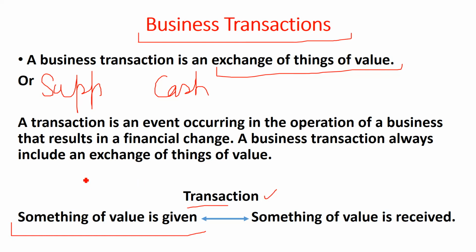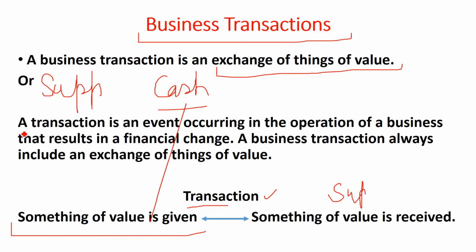Suppose we buy supplies. What we are giving is cash, if we are using cash. Cash is a valuable thing. So something of value is given, and instead of this cash, we are receiving supplies. Something of value is received. This is called the transaction, right? Simply you can say exchange of things of value, or that something of value is given and something of value is received, is called the transaction.